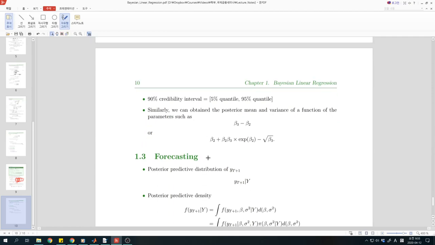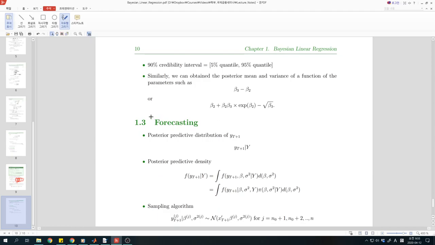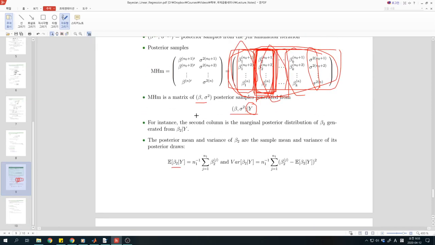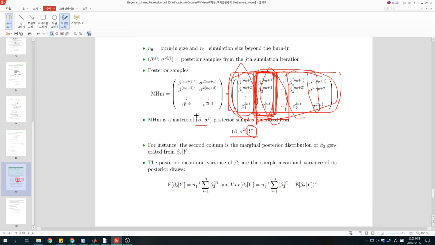Okay, and then we can forecast. We are going to discuss that later. Okay, so at this point we move to MATLAB programming together. Okay, we are going to do the programming line by line together.